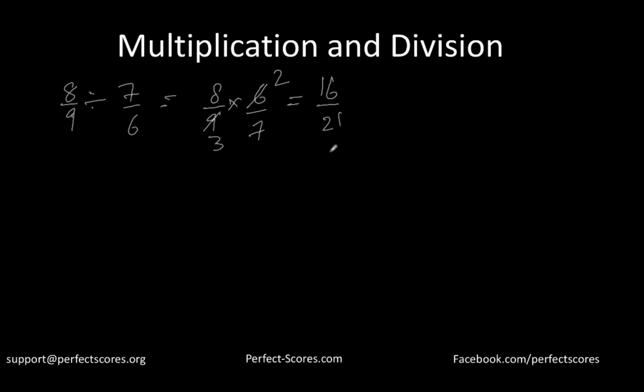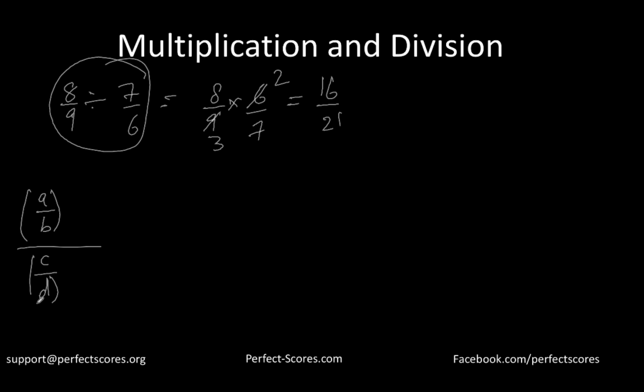Fine. Now there are two more things. Whenever you get something like a by b, the whole thing divided by c by d, there is one more way in which you can do division. That is equal to a by b into d by c, because this d actually goes up there.